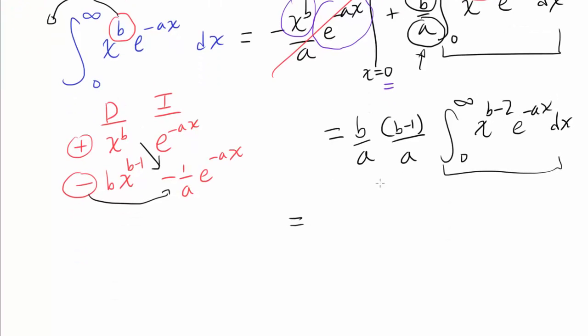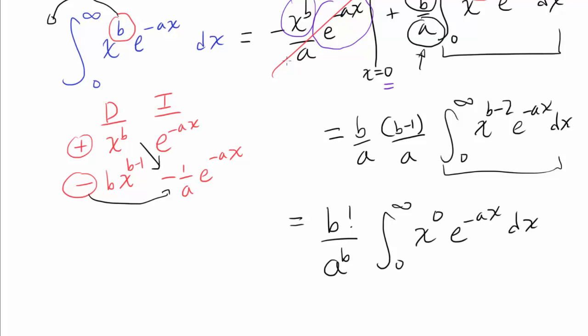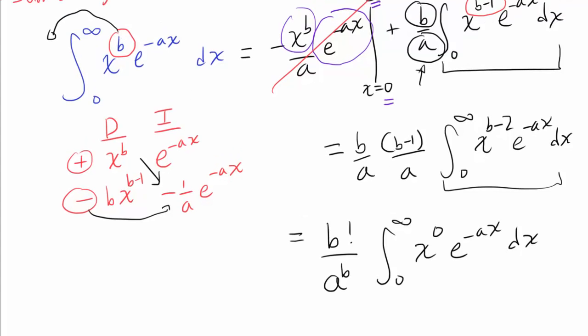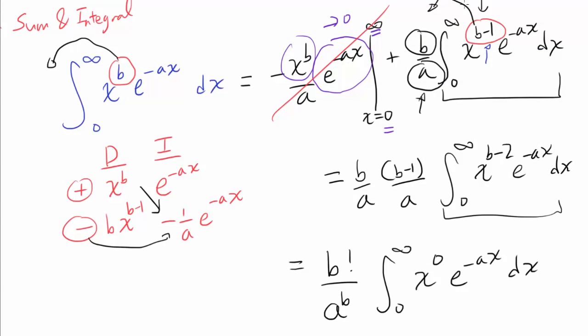We can apply it b times. We can apply it again and again and again until we have b times b minus 1 times b minus 2 all the way to 1. So we have a b factorial, and we have taken out b factors of a, so a to the b power, and the function we have left is the integral from 0 to infinity of x to the 0 times e to the negative ax dx. So I'm basically applying this integration by parts b times. When we do it once, b comes out, divide by a, our exponent is b minus 1, do it again, exponent comes out, divide by a, our exponent is b minus 2, and we're doing it all the way till our exponent is reduced to b minus b.